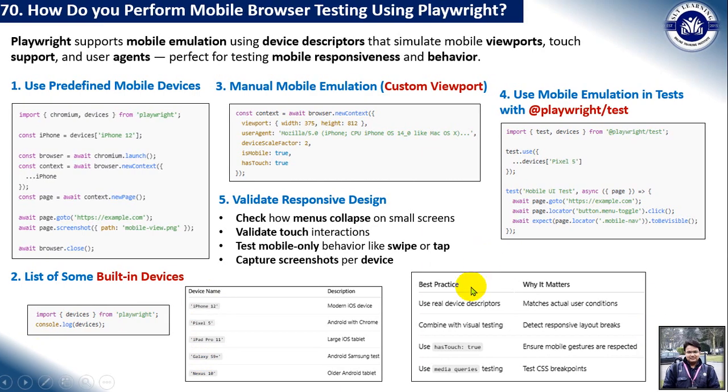Some best practices to always follow when working with mobile devices: always make sure hasTouch is true. For media query testing, if you use media queries, then test the CSS breakpoints. Use real device descriptors, so make sure the viewport matches the real user's device conditions. Combine visual testing to detect responsive layout breaks: capture screenshots, compare them for the same device or different devices, and if anything is broken on the UI side, you can report it to the development team.